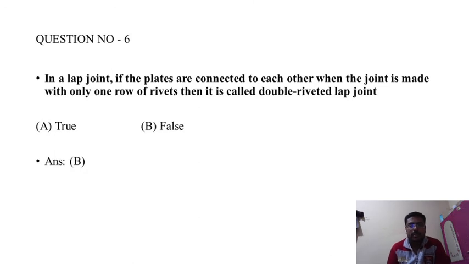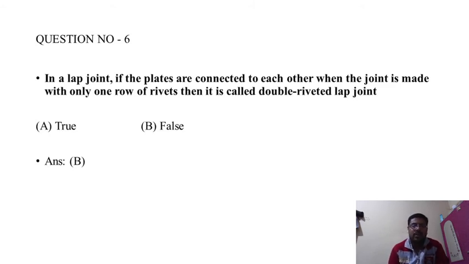Sixth question. In a lap joint, if the plates are connected to each other, when the joint is made with only one row of rivets, then it is called a double riveted lap joint. Once again, repeat the question.